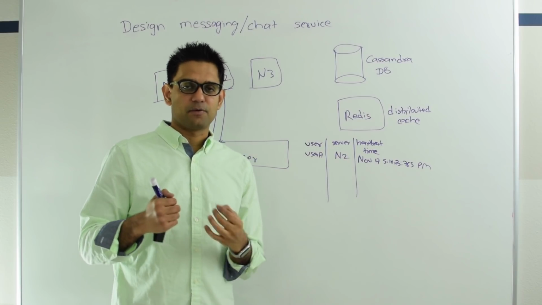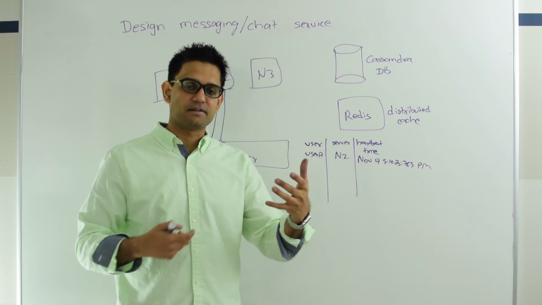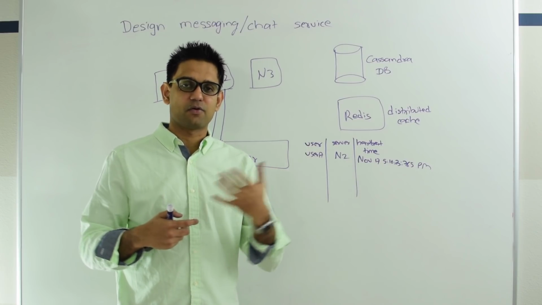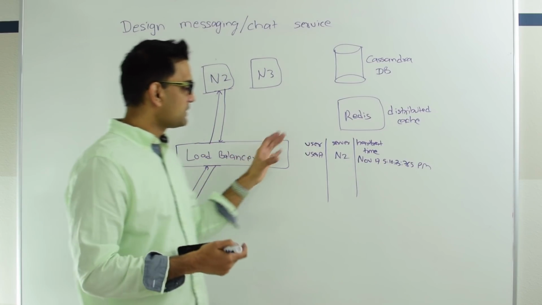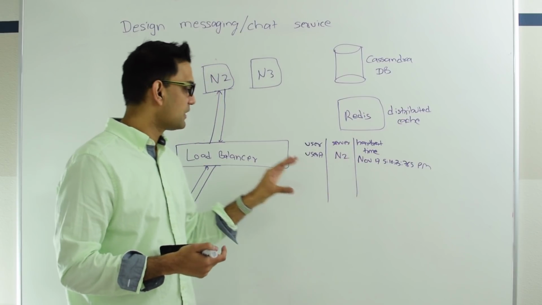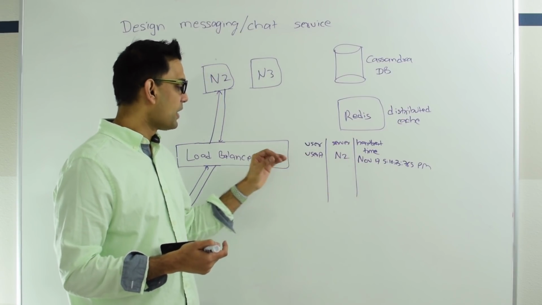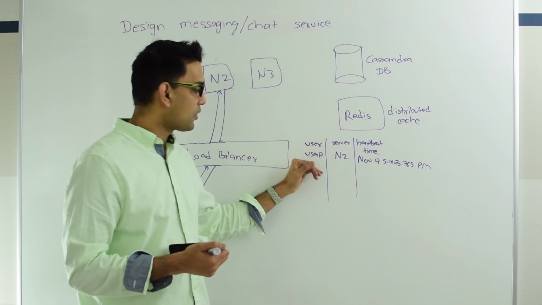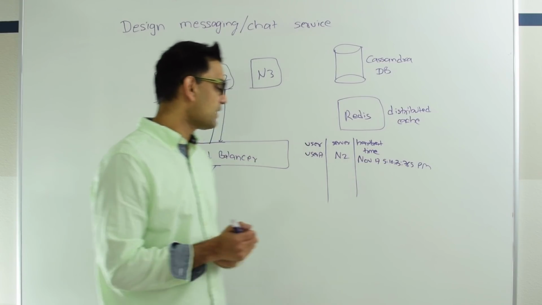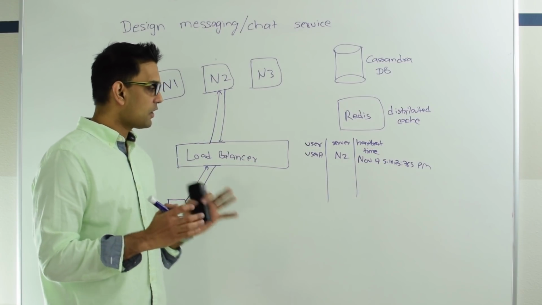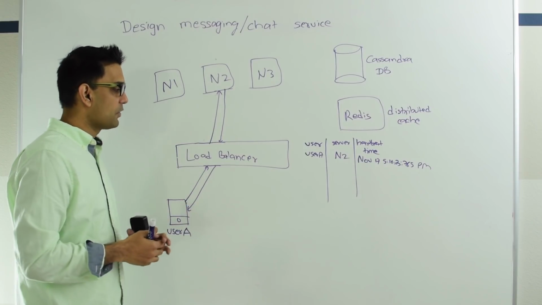If you know on Facebook, it shows that these users are online and this user was online like 45 minutes ago, 1 hour ago. All that information can be retrieved from this Redis cache, where we can say whether user A is online or not based on the last time the heartbeat happened. So now we have this constant heartbeat going on.